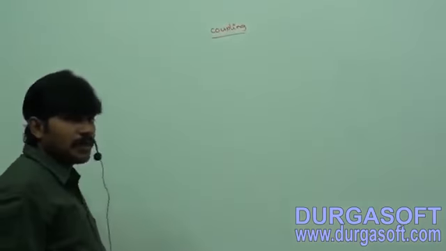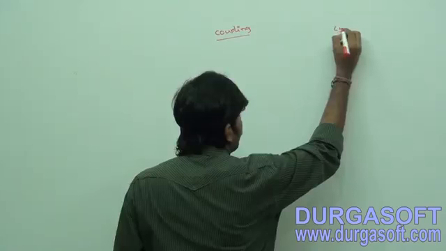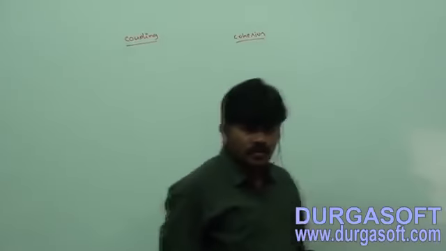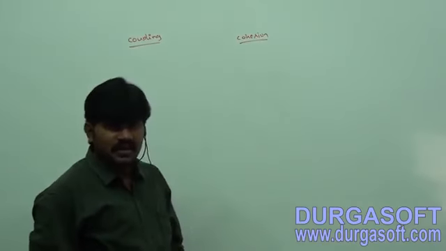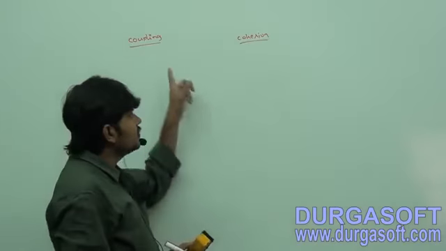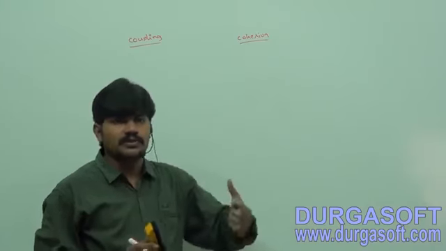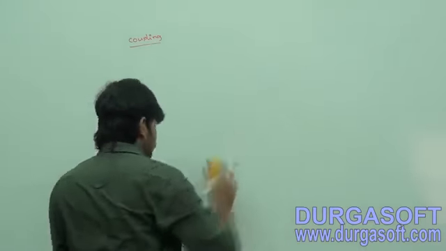The first feature we have to discuss is coupling, and then we will talk about cohesion. These two are also OOP features. Don't think that encapsulation, polymorphism and inheritance are the only OOP features. No, these are also OOP features, but a bit advanced. These are not basic OOP features. The advanced OOP features are coupling and cohesion.